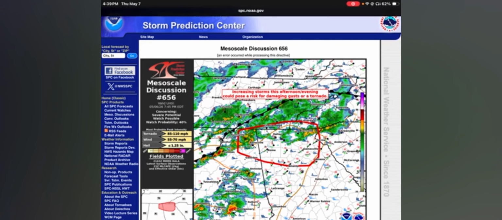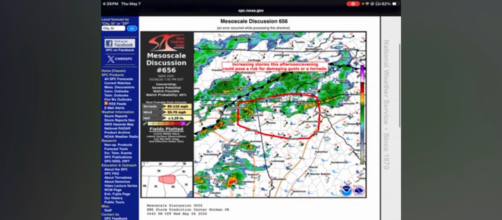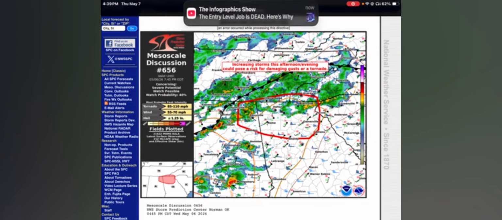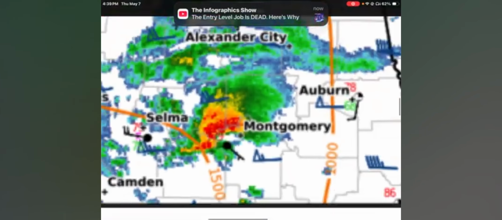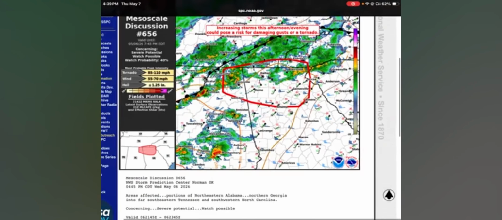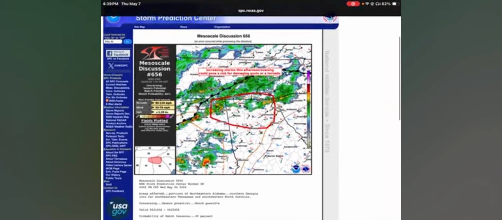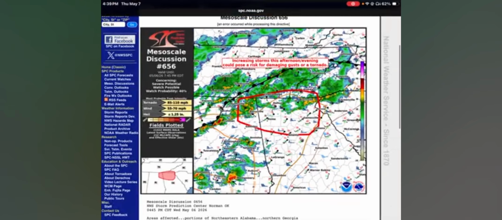Okay, so this is a severe potential. Watch possible. Watch probability is 40%. Fields plotted 2142Z. Actually, first of all, notice that rotation. Notice that damn supercell near Montgomery, Alabama. That is a prolific supercell. Just on the looks of things, with the composite radar and everything, that just looks, whew, jeez. So, severe potential watch possible with the probabilities of 40%.